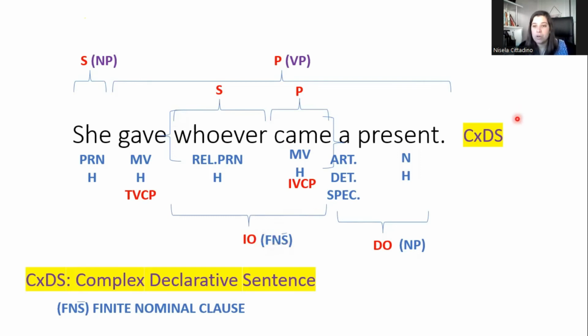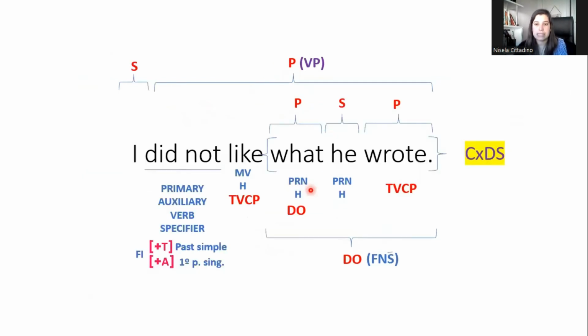And this is what we call a complex declarative sentence. Here I wrote it fully so that you knew what I was talking about. It is complex because we have a subject in a subject and a predicate inside the predicate. And it's a declarative sentence. Okay, let us see another example.